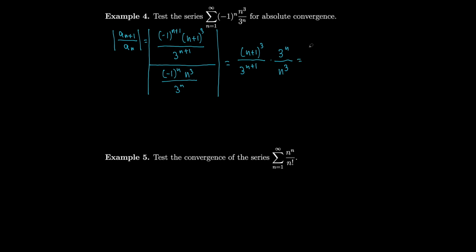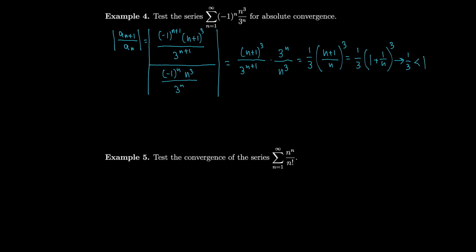So this is equal to 1/3 times (n+1) over n, all cubed, because we just have 3 to the n cancel with 3 to the n, we just have a 3 left. And then we can take out the cube because we have (n+1) over n cubed. So this equals 1/3 times (1 plus 1 over n) to the third, because we can just separate the fraction. n over n is 1, plus 1 over n. And it looks like as n goes to infinity, this stays at 1, this goes to 0, 1 cubed is 1, so this entire thing goes to 1/3, which is less than 1.